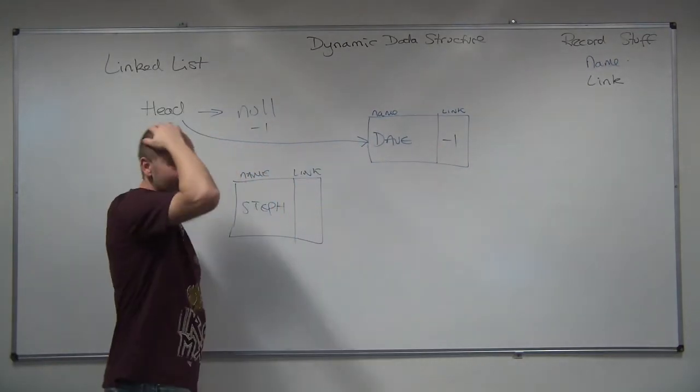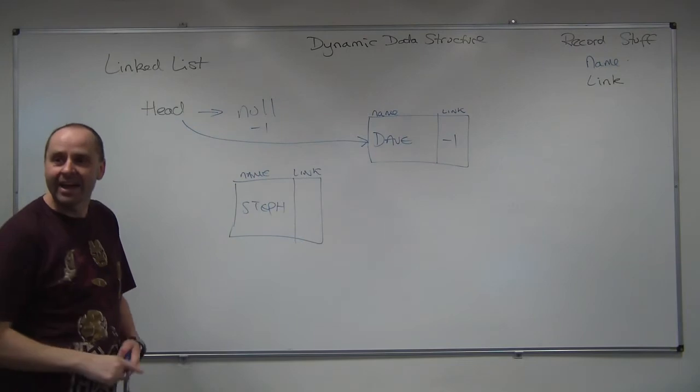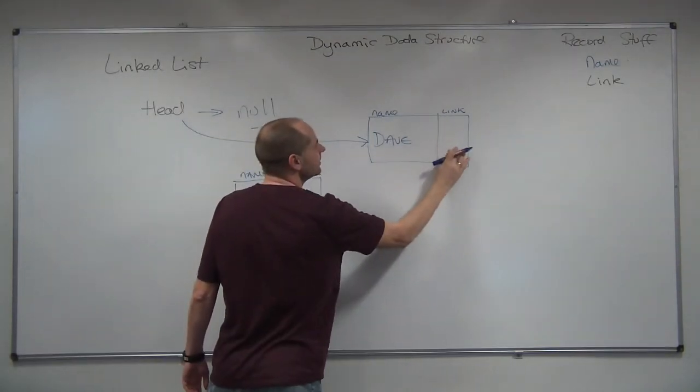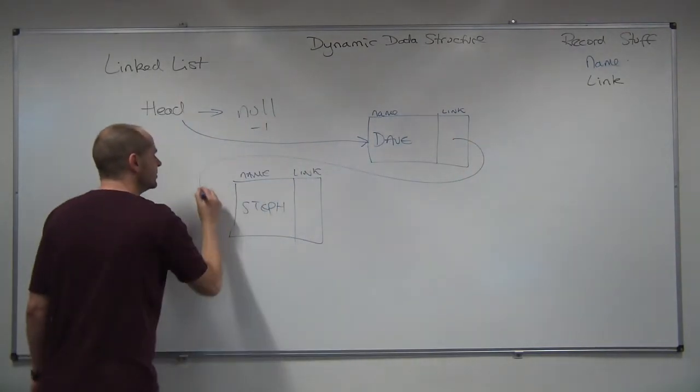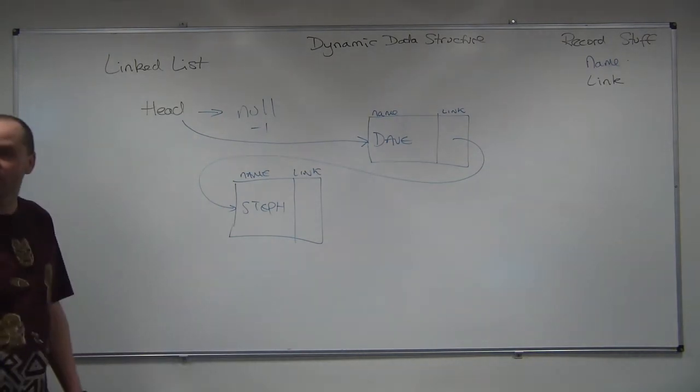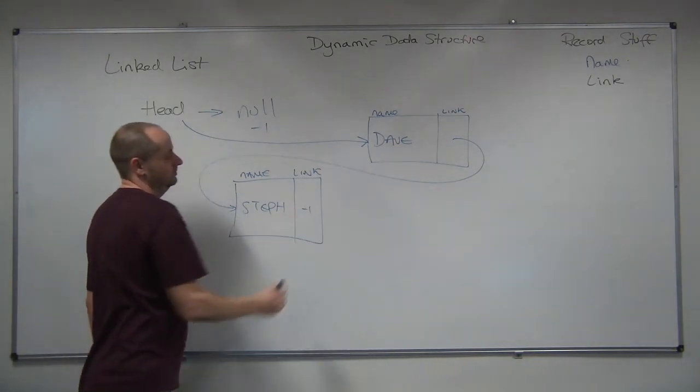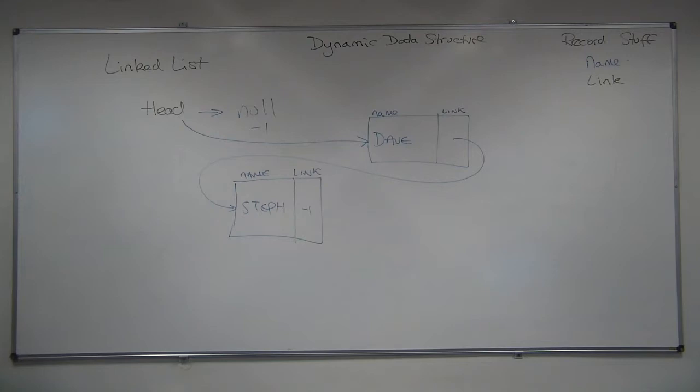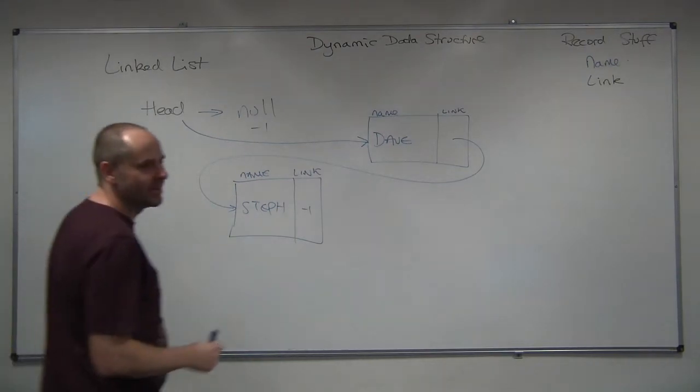Right. Okay, so if we want Steph to follow Dave, the link just needs to point to Steph. Steph's got nothing after her, so we'll just put -1. Right, let's add someone else. Gittis, because he'll be interesting.